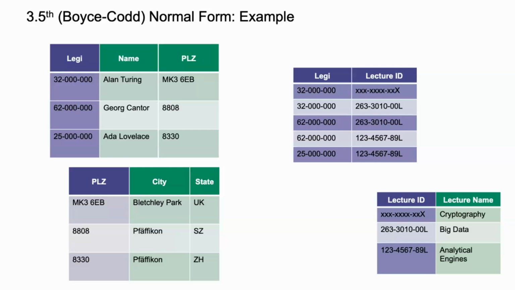So if you respect this normal form, you should have a table with the people, a table with the cities, a table with the lectures, a table with the association between who visits what lecture, and so on. So it basically tells us a nice relational database should be nicely split into plenty of small tables, and each small table does one thing. This is essentially what this normal form tells us.